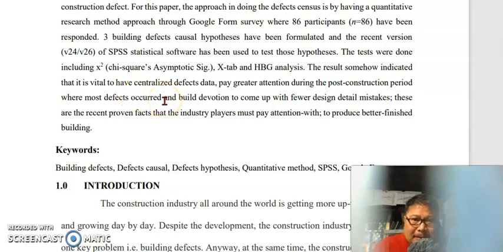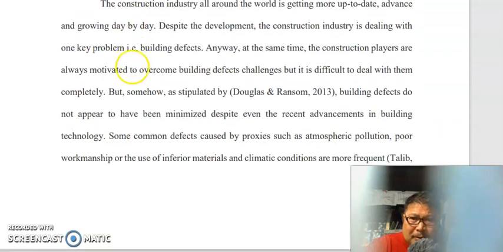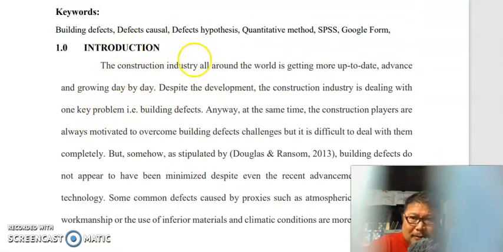And with this, some of these design detail mistakes are also part and parcel of the hypothesis. From the findings, we hope that it can help these industry players get their attention, and we can have better finished buildings.